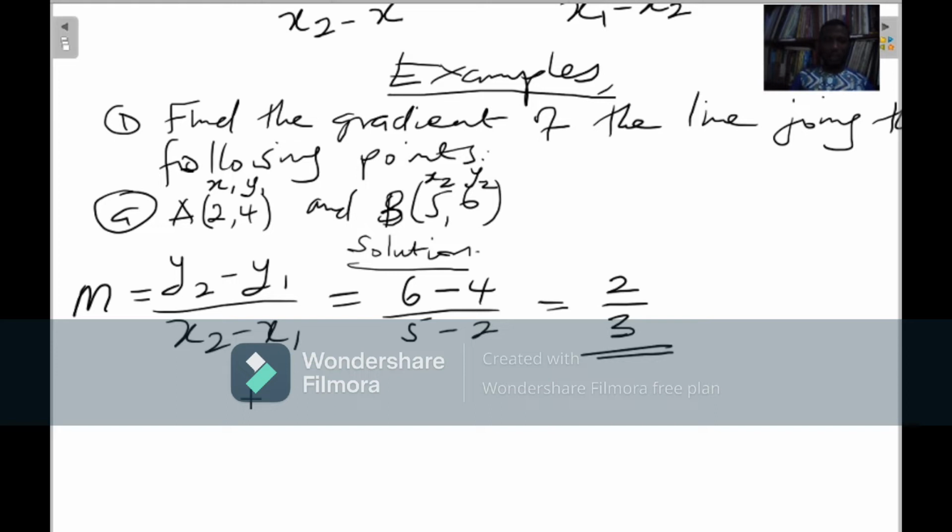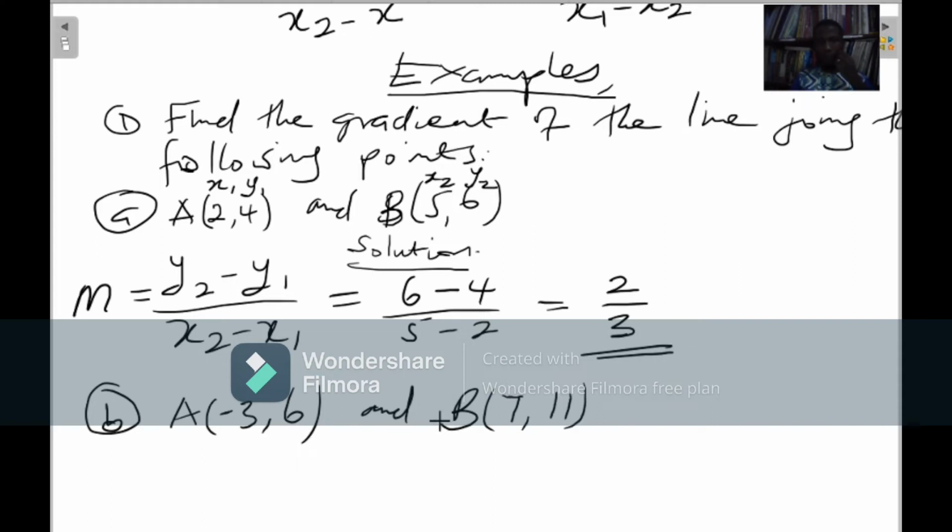We take a second example, which I would like you to pause the video and work it quickly. Our second example: find the gradient of the line joining the point A with coordinate -3, 6 and B with coordinate 7, 11. I want you to pause the video and work it. If you work it well, your answer should be 1/2. If you don't have that, you can pause it and look through again.